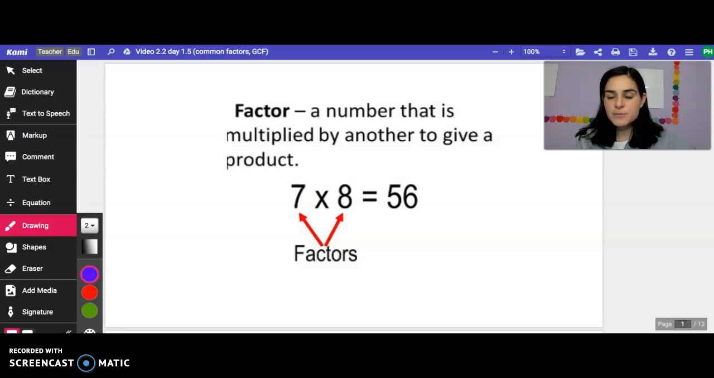Hi, fourth graders. Before we start, make sure you have something to write with and something to write on so that you can do the math as I'm doing it too.